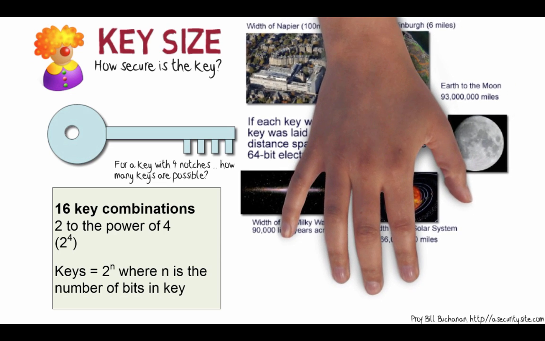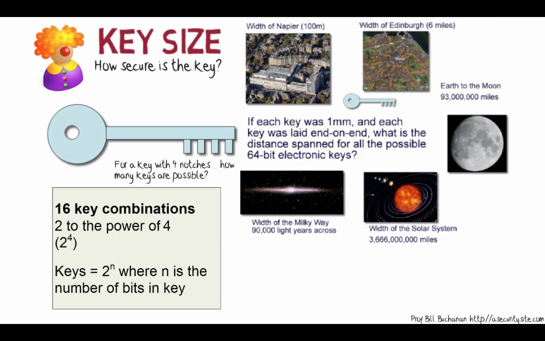So just think, if we were to create ones with 64 notches or 64 bits, and let's say we created our keys, each of them 1 millimeter. How many keys do you think we would need, and how long would that be if we laid them all end to end? The width of the campus at Napier, the width of Edinburgh, from here to the moon, the width of the solar system, or the width of the Milky Way?